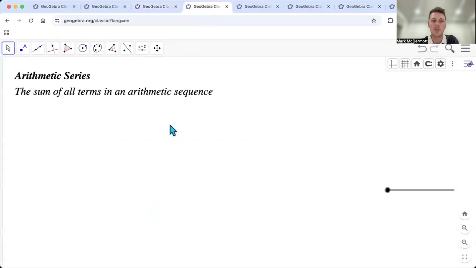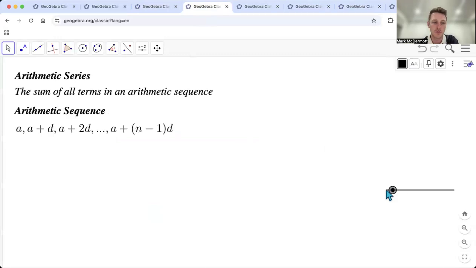Okay, let's look at an arithmetic series. So a series is this idea that we're going to sum all the terms in an arithmetic sequence. So the sum means to add them together. So if we sum all of those terms together, we're going to get something like this. If we had an arithmetic sequence like this, A, and then A plus D, and then A plus 2D, we would go up to A plus n minus 1 groups of D.